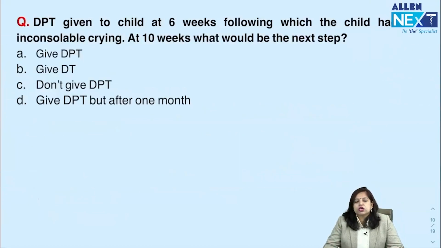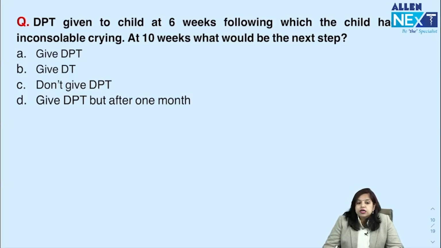Then there was a very interesting question, I really like this question. A DPT has been given to a child. Since they have written DPT, most probably they are referring to whole cell DPT. So whole cell DPT, or DPT as we call it, is given to a child at 6 weeks, following which the child develops inconsolable crying. At 10 weeks, what would be the next step?